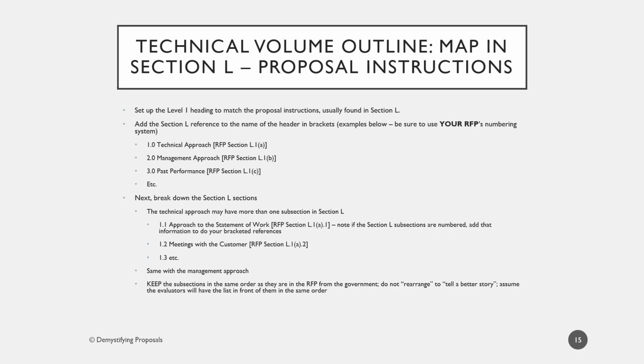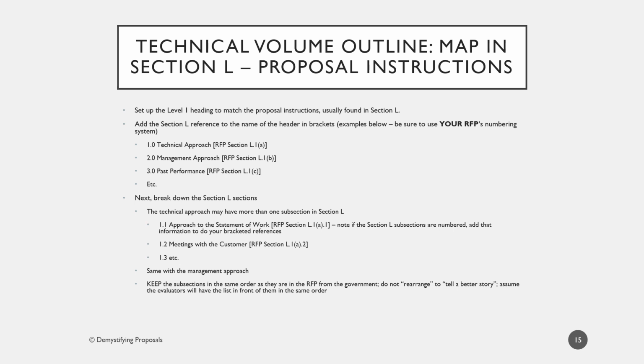For your technical volume proposal outline, set up your level 1 headings to match the proposal instructions, usually found in section L. Add the section L references to the name of the header in brackets. So for example, if the first section that you need to add based on your proposal instructions is technical approach, that would be 1.0 technical approach with the brackets for RFP section L1A in this example.